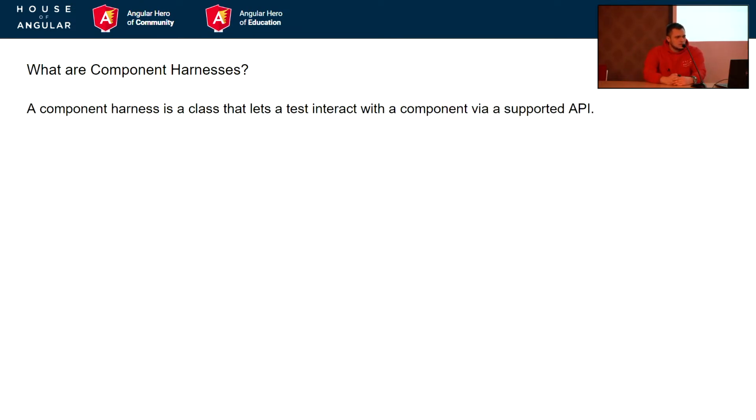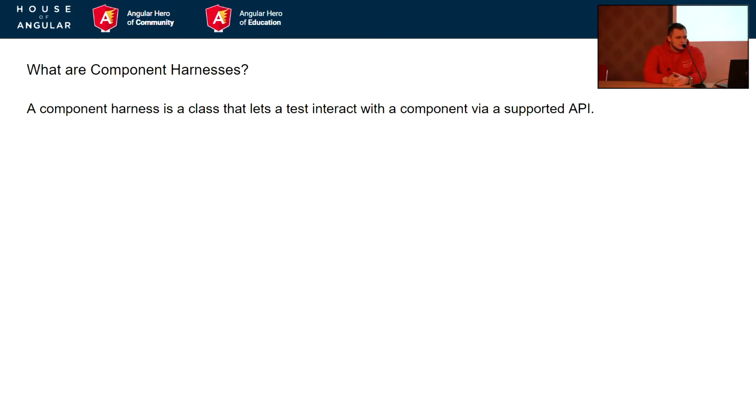Okay, so what are component harnesses? If you would like to say it in one sentence, we would say that a component harness is a class that lets a test interact with the component via a supported API. This API interacts with our components exactly the same way as the user would interact with it. What's more, it provides us with isolation from the component implementation details. So when we communicate through this API, we no longer depend on the component's implementation details, which I will explain a little deeper soon.